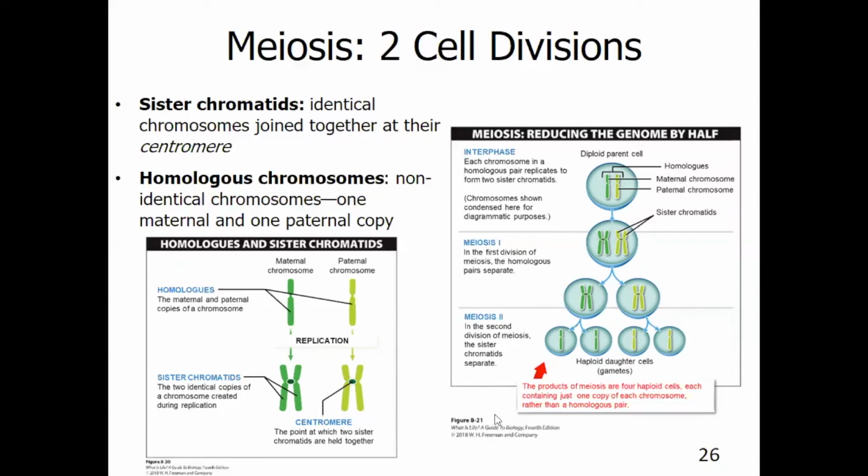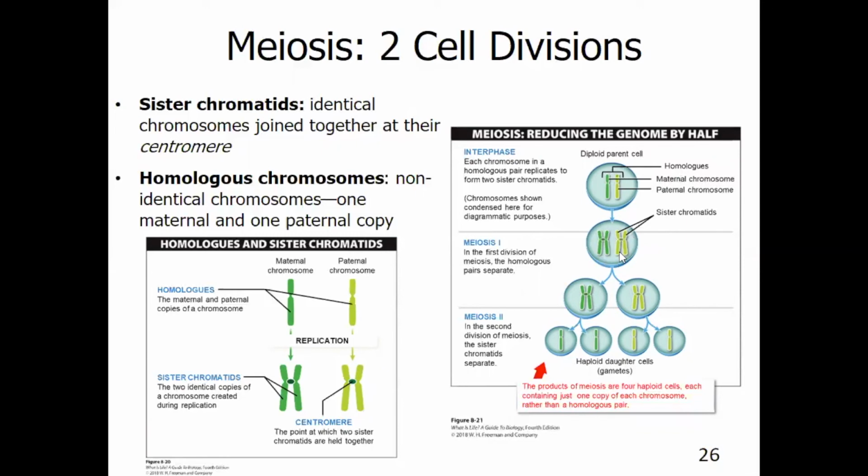So when we go back and we look at figure 8.21, we look at the parent cell, and we start out with 1 green and 1 yellow chromosome. During interphase, specifically during S phase, these chromosomes are replicated. So we end up with 1 set of sister chromatids for the green chromosome and one set of sister chromatids for the yellow chromosome.